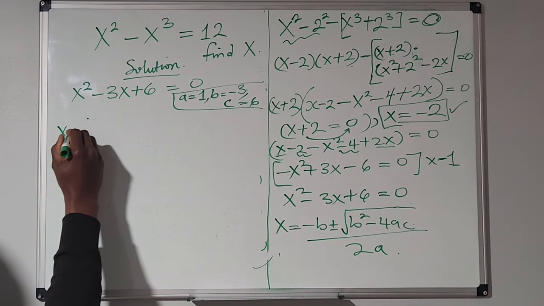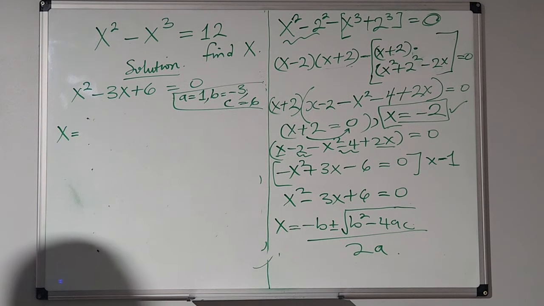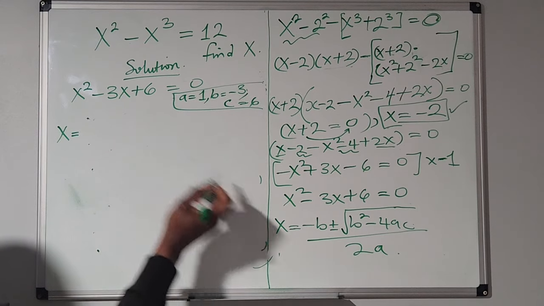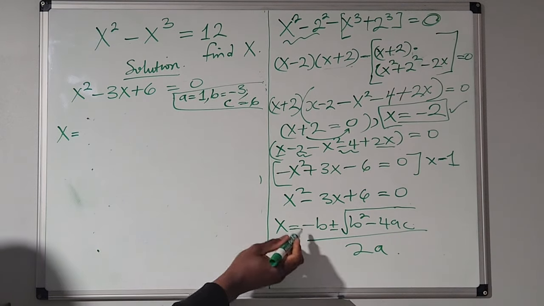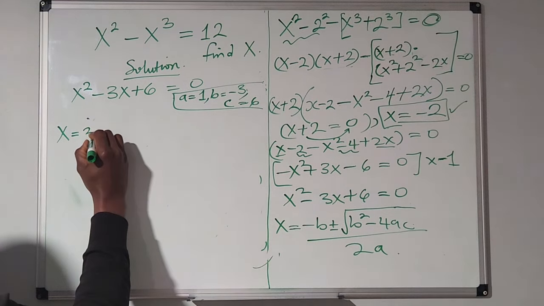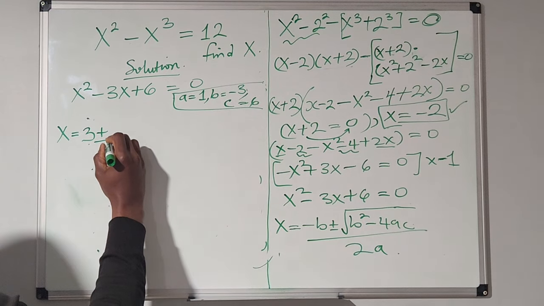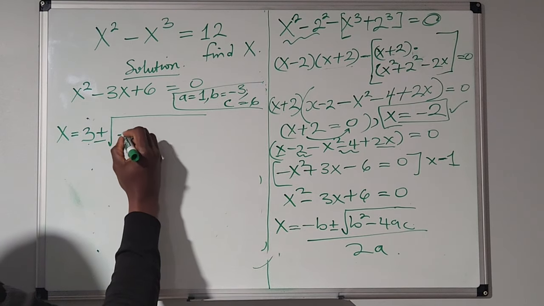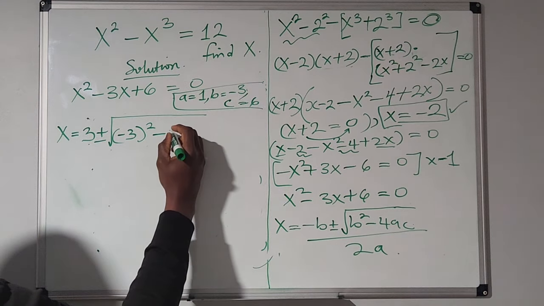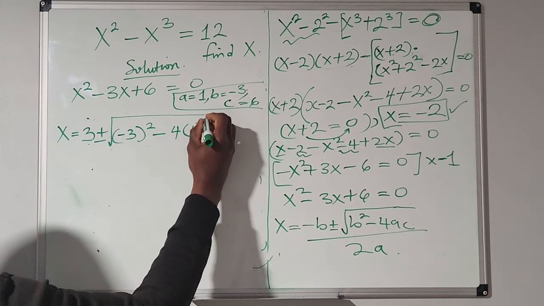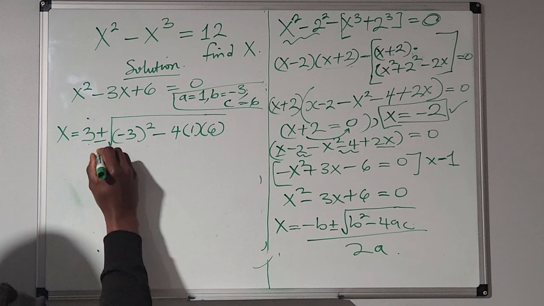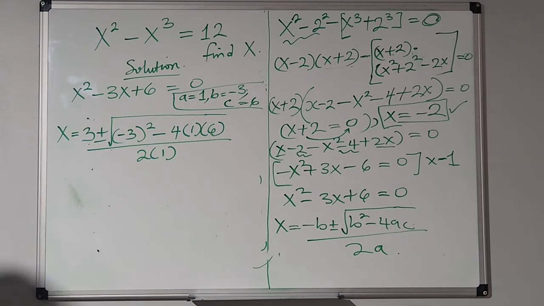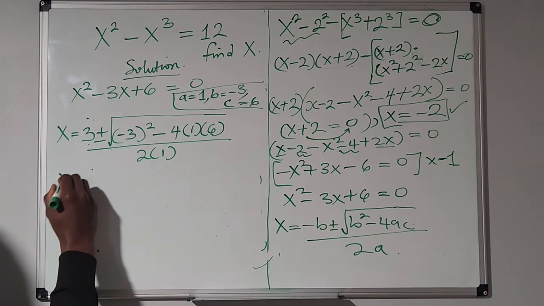Now, this is our formula. Plug the values into the formula. We have minus b. Our b is minus 3. So minus times minus will give us positive. So it becomes positive 3 plus or minus square root of b squared. So minus 3 squared minus 4a and c divided by 2a.